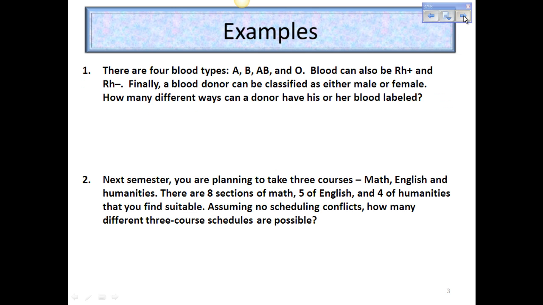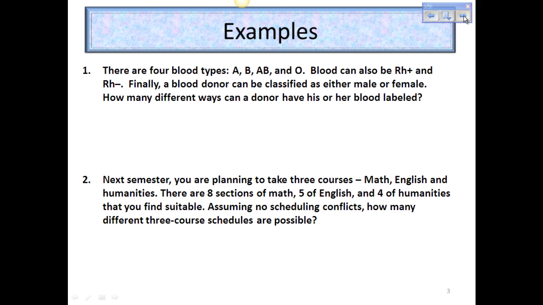So there are 4 blood types, A, B, AB, and O. Blood can also be Rh positive and Rh negative. Finally, a blood donor can be classified as either male or female. How many different ways can a donor have his or her blood labeled?